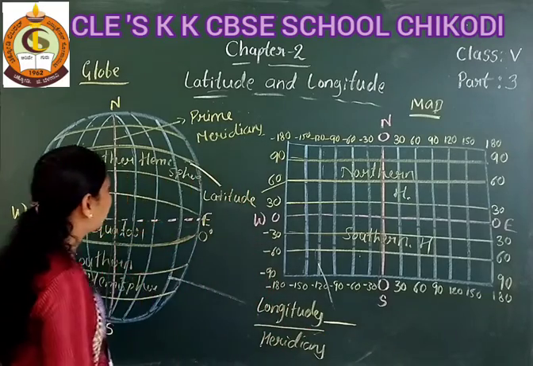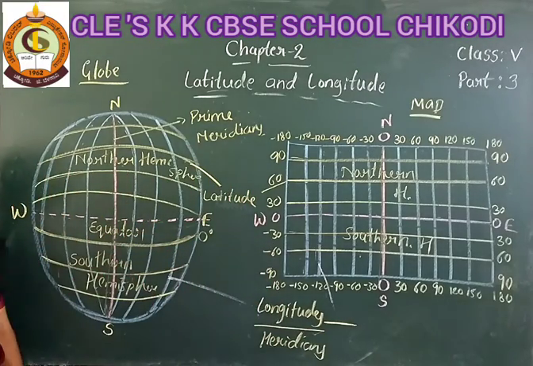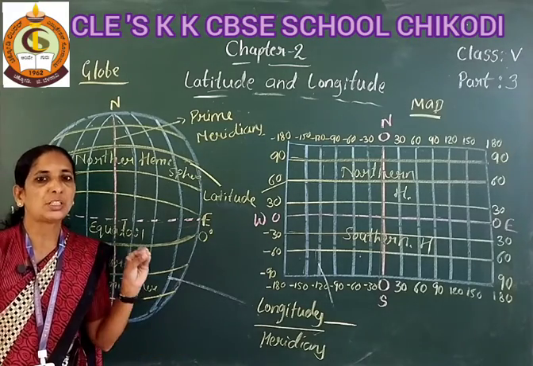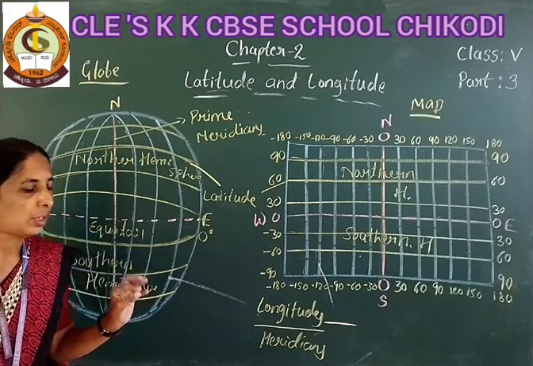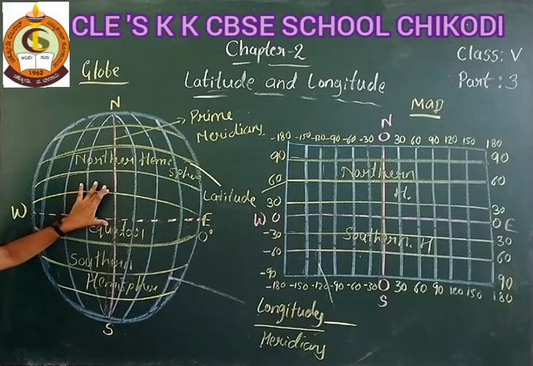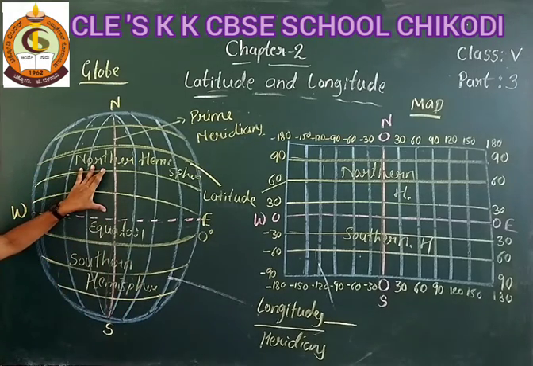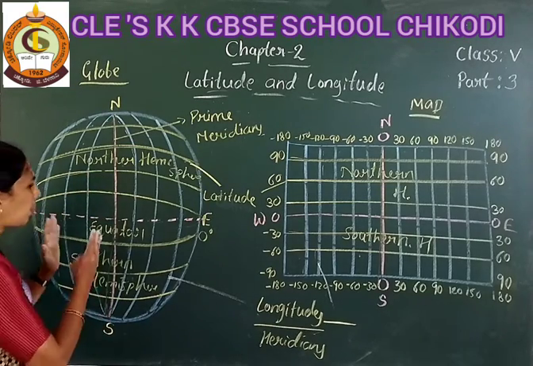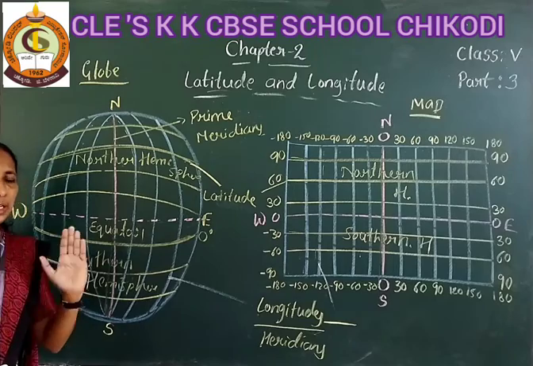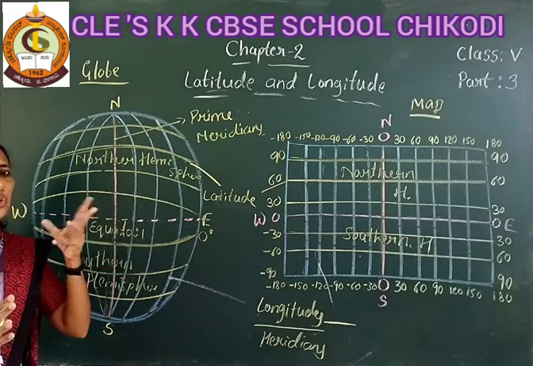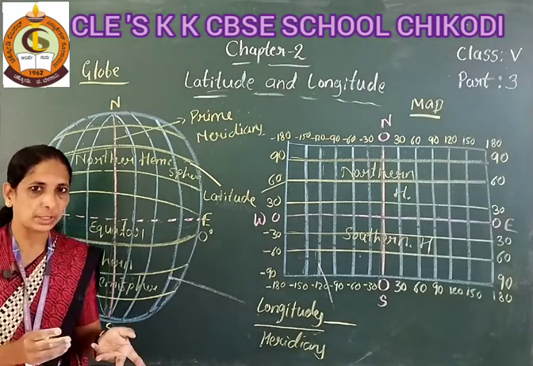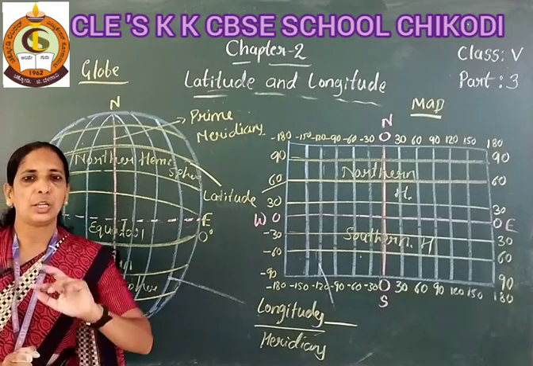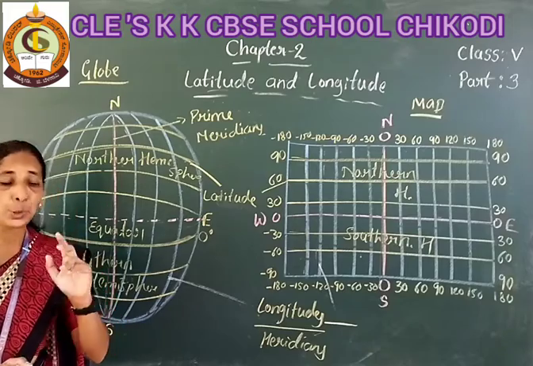Okay, and this prime meridian passes through Greenwich, in South London. So we call this one the prime meridian. The prime meridian is a longitude, and it divides the earth into two equal hemispheres.